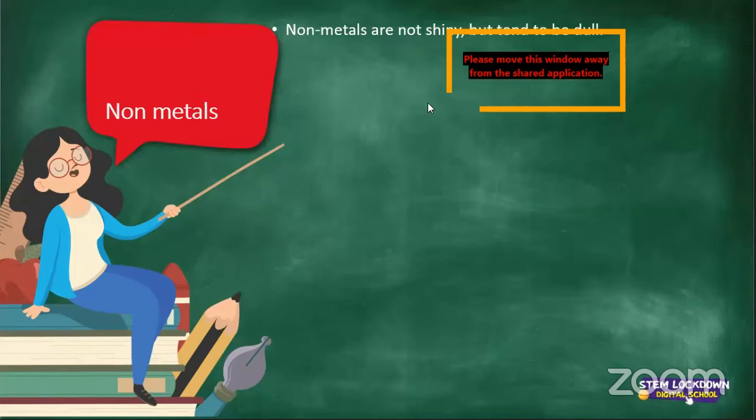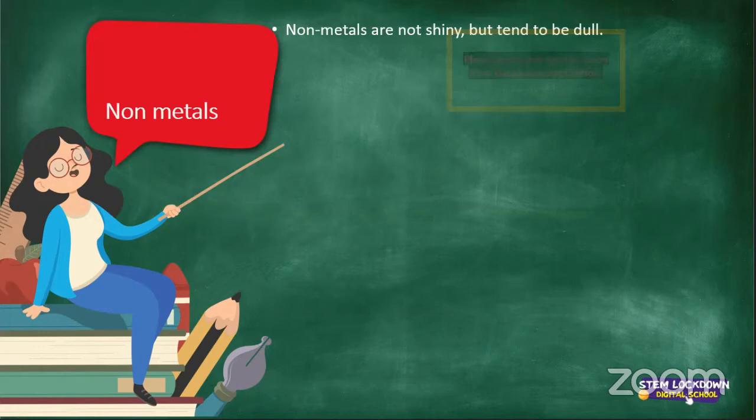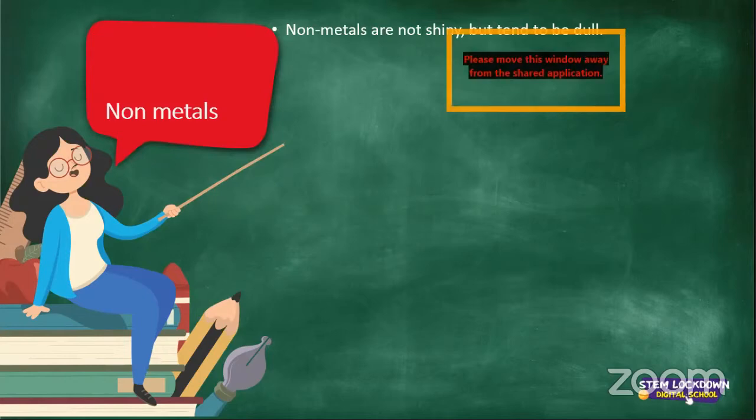Okay, so non-metals tend to be dull. So you could see that through the money that you have. So sometimes they're brand new, they come from the bank, they are shiny because it is new. But over time, it gets dull. And I'm sure you would have noticed that.